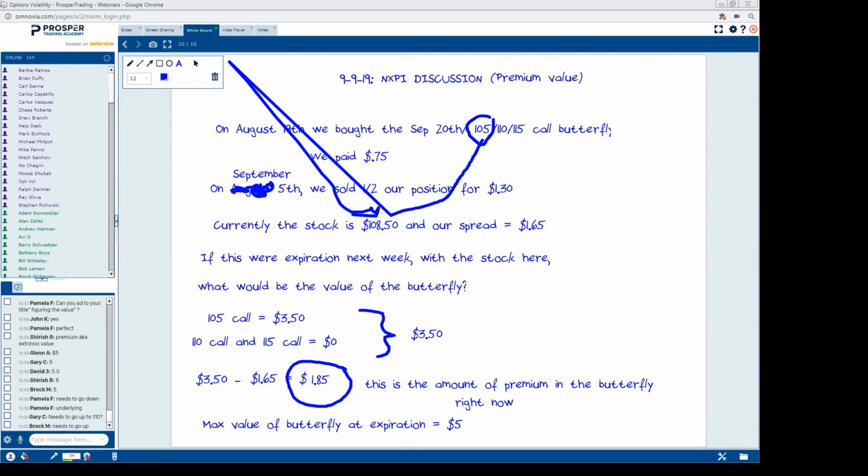Stock needs to go to 110. No, Pamela, if the stock goes down, what would happen to the value of our long call spread? The long part of the butterfly. What would happen to that?